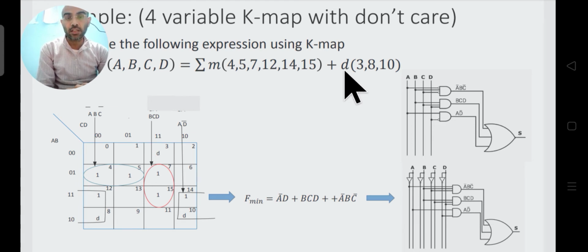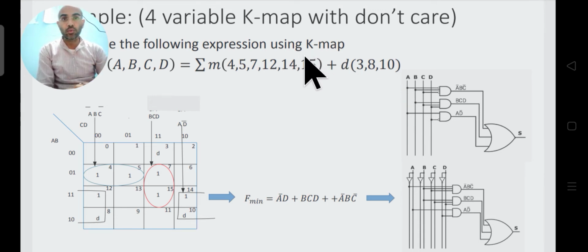In either expression, whether it is an SOP expression or the POS expression, the don't care terms are shown with D. Now, including both the groups, the don't care and the min terms, we see what the highest decimal number present in these two terms is. We can see that 15 is the highest decimal.